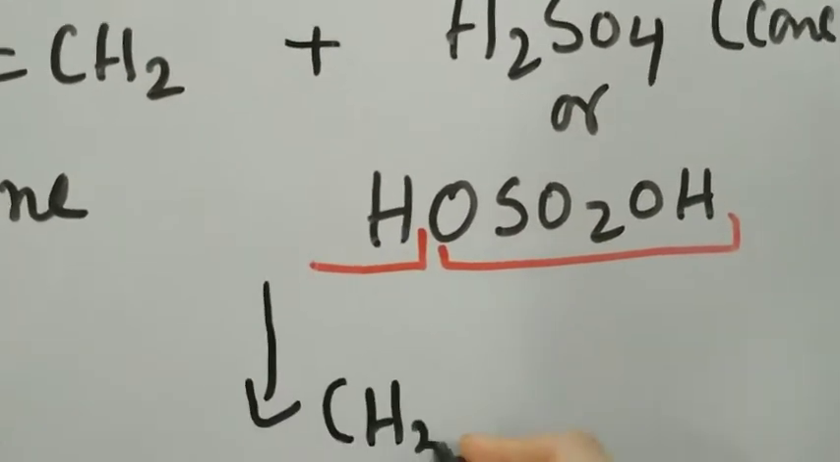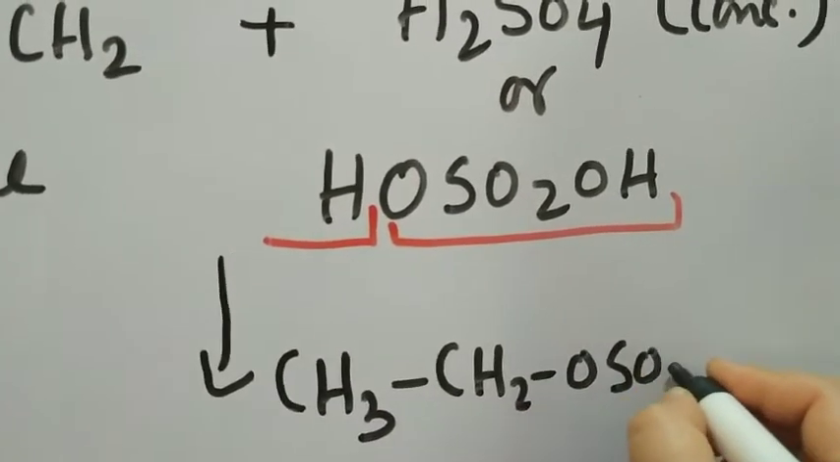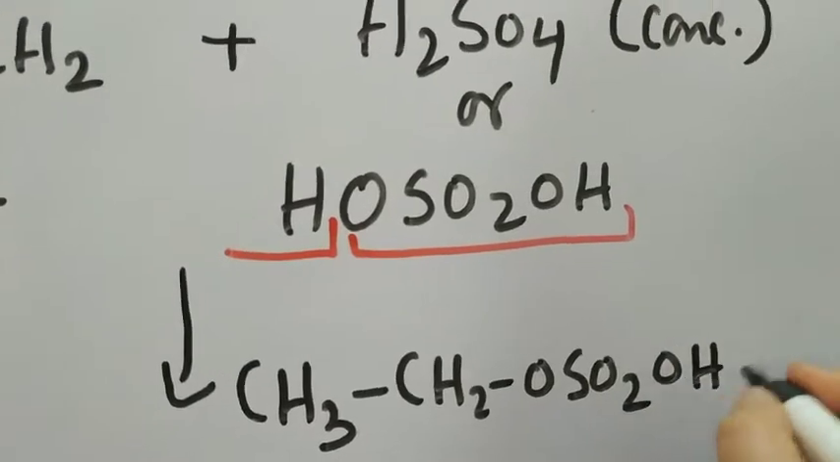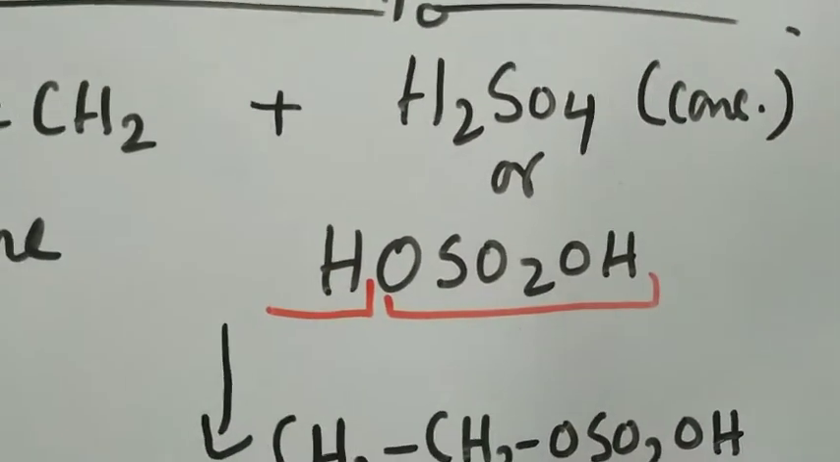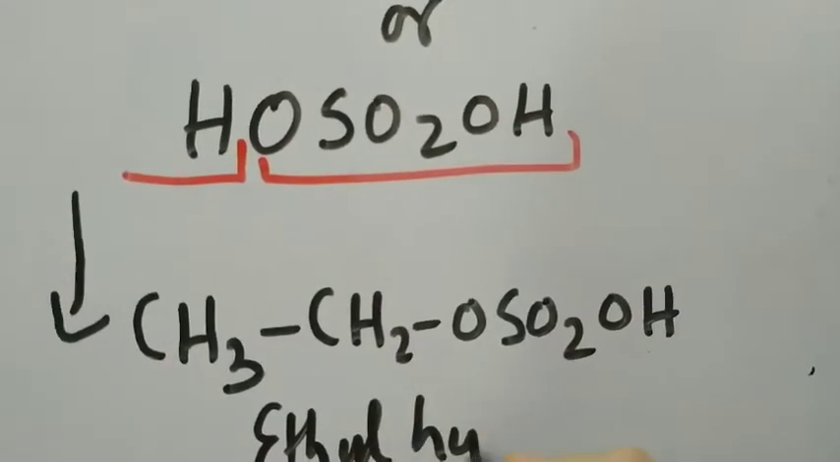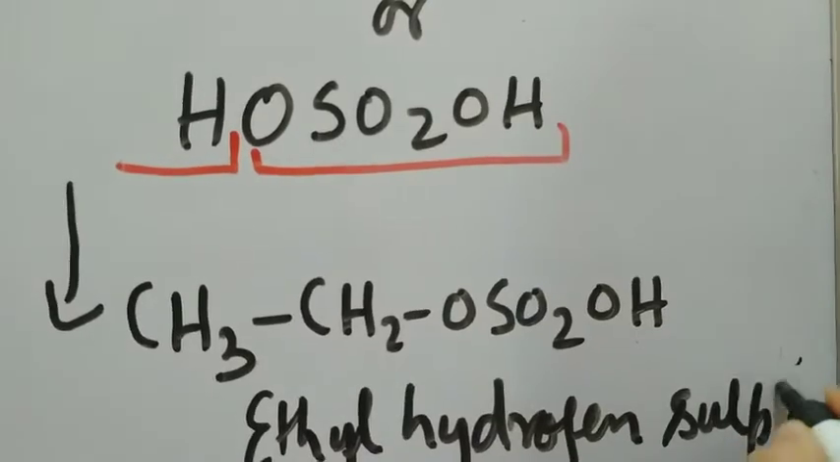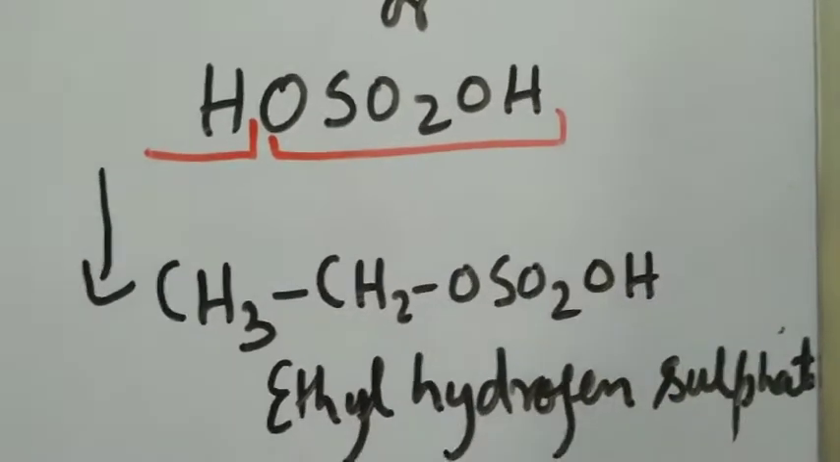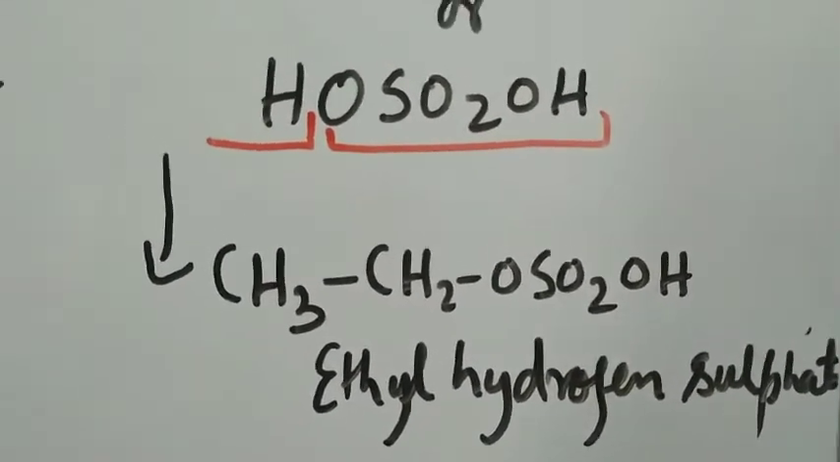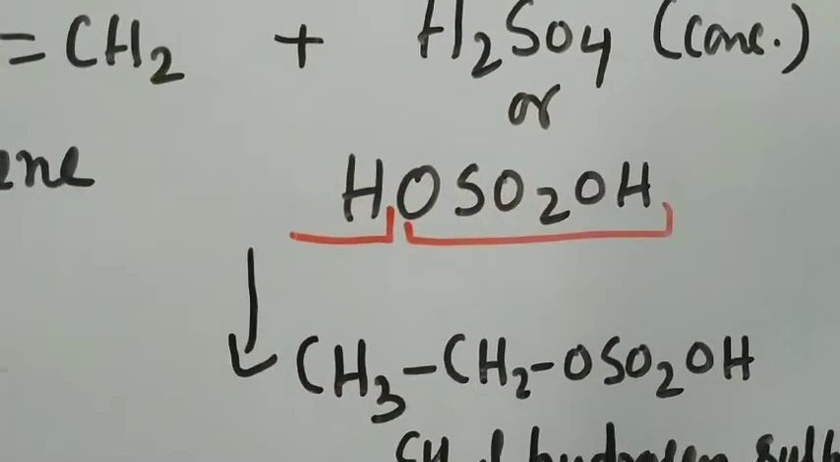कोई decide करने की ज़रूरत ही नहीं है कि कहाँ पे H जाएगा और कहाँ पे rest of the part of the molecule जाएगा. It can go here, it can go here. What we get here is ethyl hydrogen sulfate. The intermediate compound formed is ethyl hydrogen sulfate. Hydrogen got linked to this carbon, the rest of it got linked to this carbon.